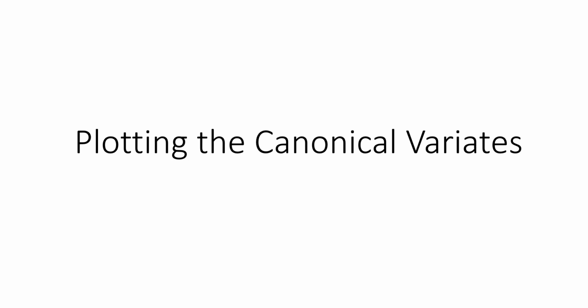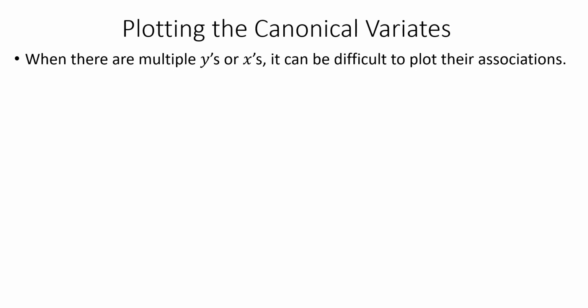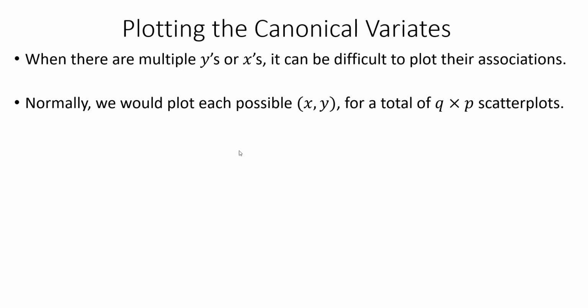An important method that you can do with canonical correlations is use them as a tool of dimension reduction. Usually when we're working with multiple x's and multiple y's, it can be difficult to plot their associations. If we want to see the association between academia and our psychological variables, we'd plot all 3 of our x's with all 4 of our y's. In that case, we'd have 4 times 3, or 12 scatter plots, which is usually way more than we want to actually look at.